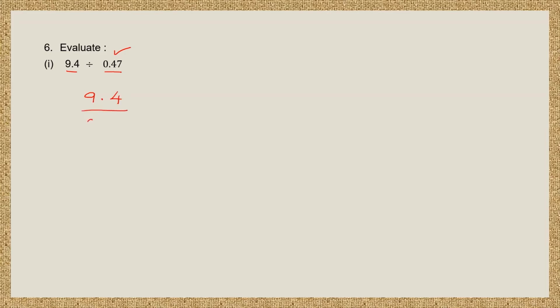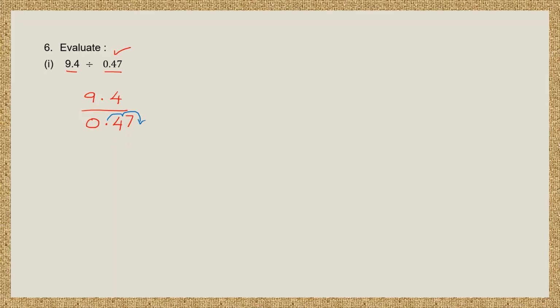9.4 divided by 0.47. So what's the first step? Write it as a fraction. Now look at your denominator. Your denominator should always be a whole number. But here it is a decimal number. It has a point. There are 2 decimal places. Now I need to remove that point. I need to move the point from here to here so that my number simply becomes 47.